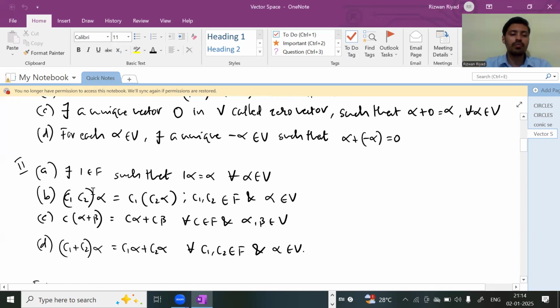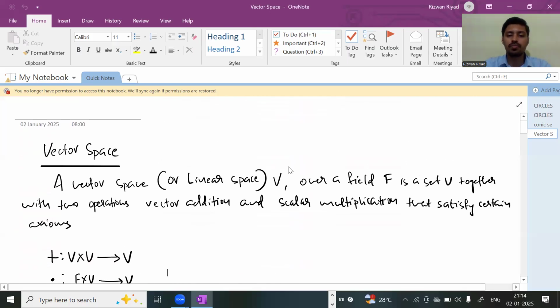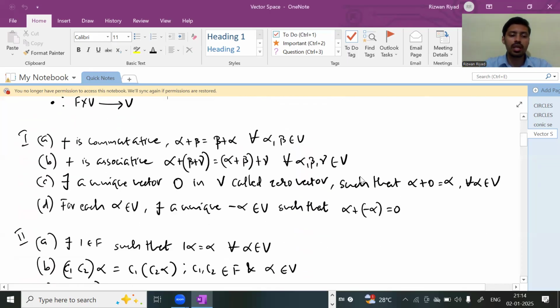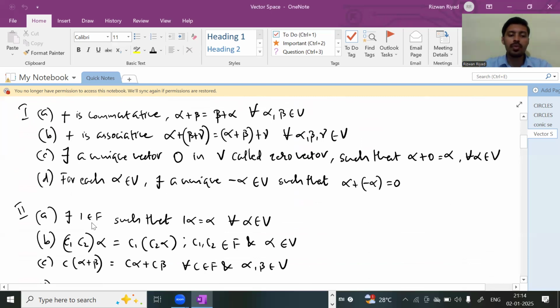Next, let's move to the second set of four axioms. First one, A: there exists 1 belonging to our field F. We have a vector space V over a field F, and this one is coming from F. What is the peculiarity of this one? Such that 1 alpha, or 1 dot alpha, here doing scalar multiplication, the second operation, will be equal to alpha itself for all alpha belonging to V. This is applicable for all vectors from V.